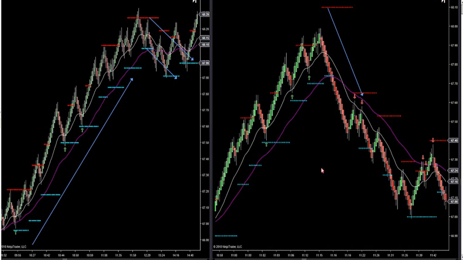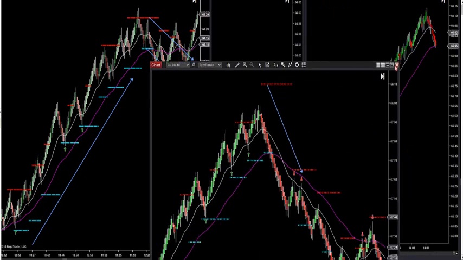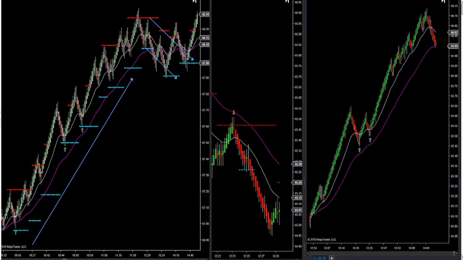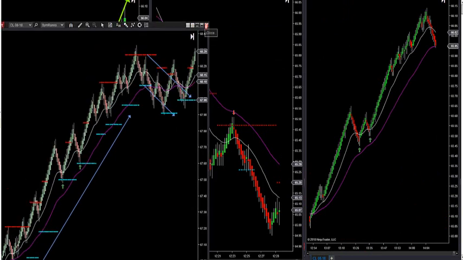So you can marry these arrows up with overall symmetry of the market. It's a perfect little marriage. All right? Now, let me show you how we put this together then. That's just basic knowledge of how to trade the system. Real easy to do.